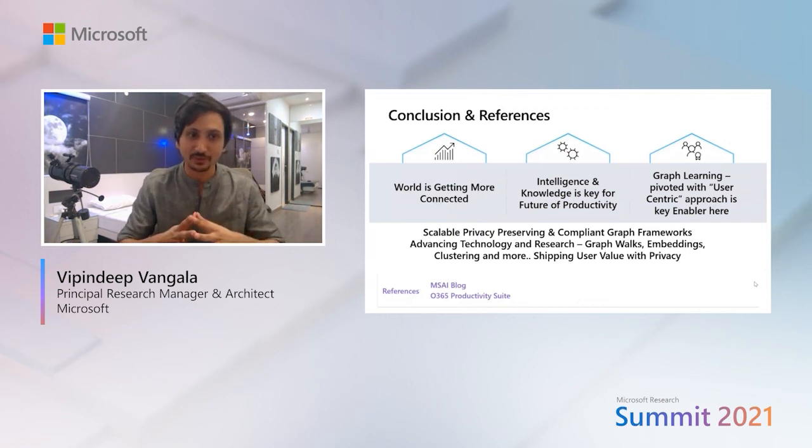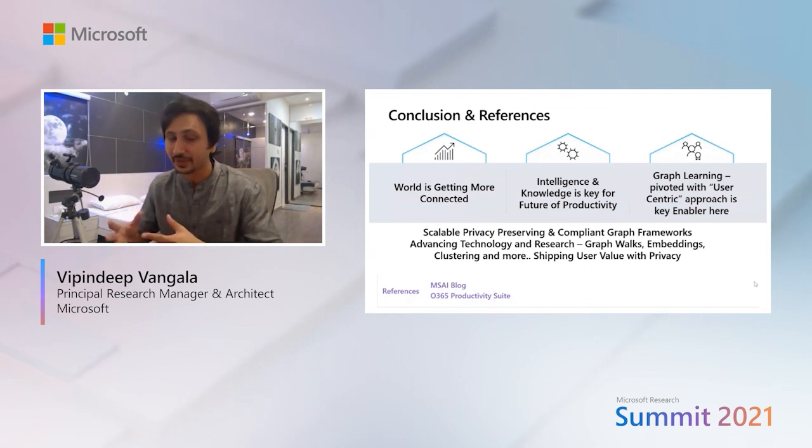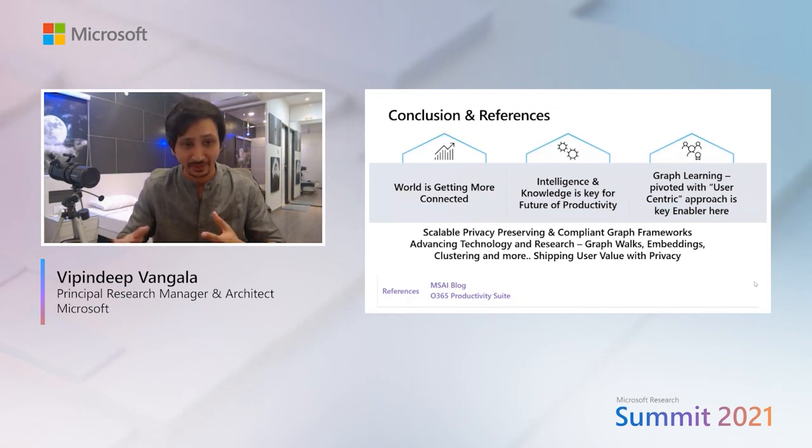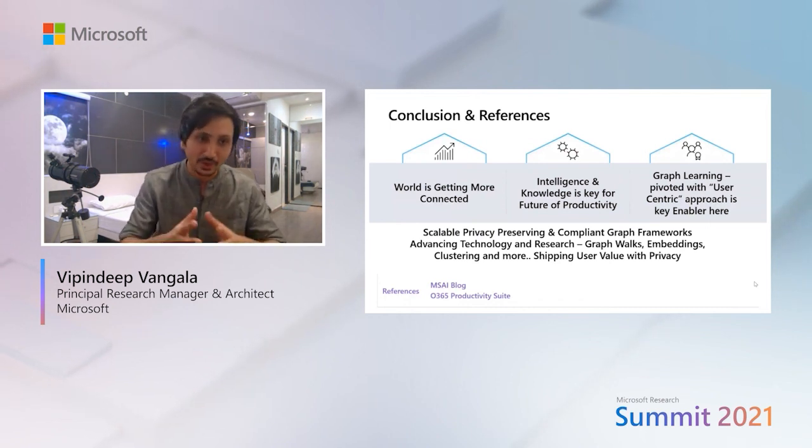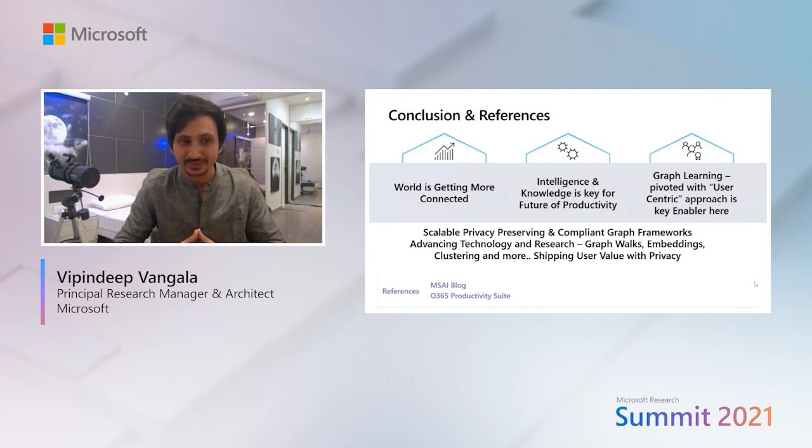What we have seen so far is the user graph, which is a scalable, privacy-preserving, compliant graph framework we have created in Office 365. And we are trying to advance the technology and research in this area of graph learning through graph walks, graph-based embeddings, clustering, and more. And we are using this graph technology to ship more user value and productivity for the customers in a privacy-preserved and compliant manner. Please go ahead and look into the MSCI blogs and O365 productivity suite to get more insights into what we are building and how we are building.